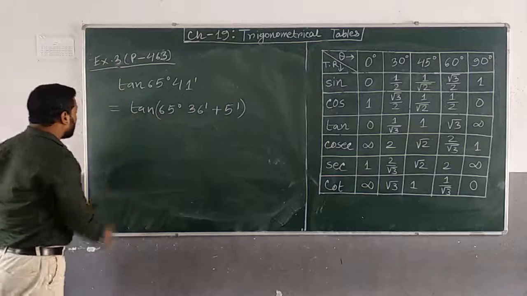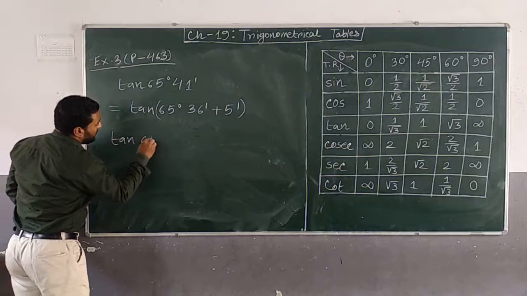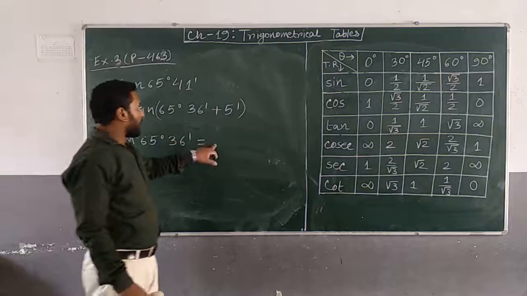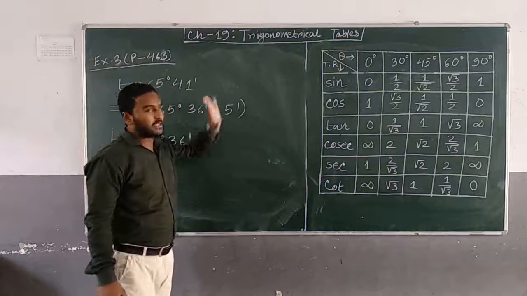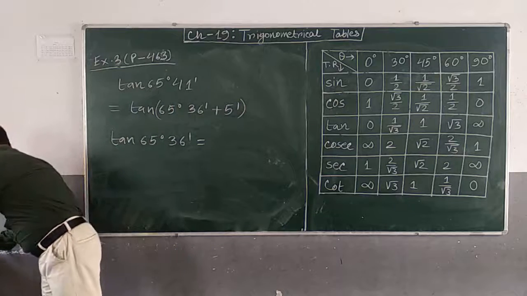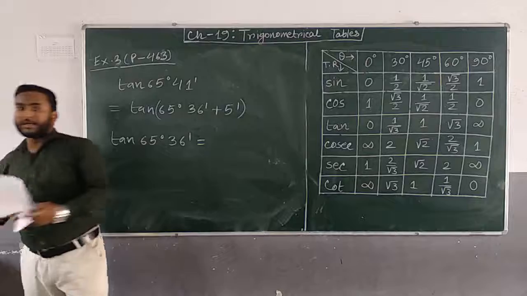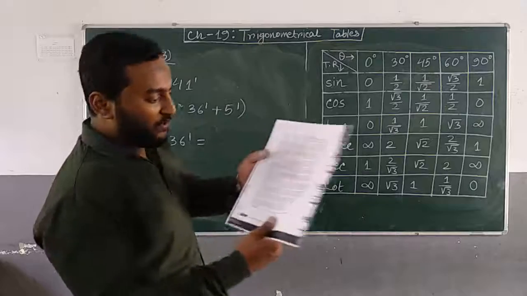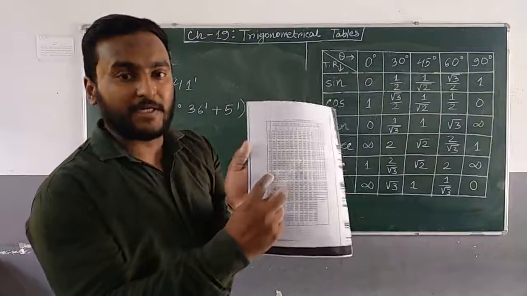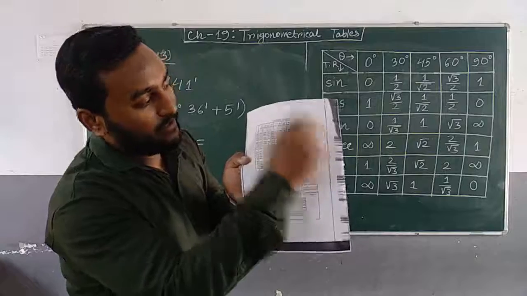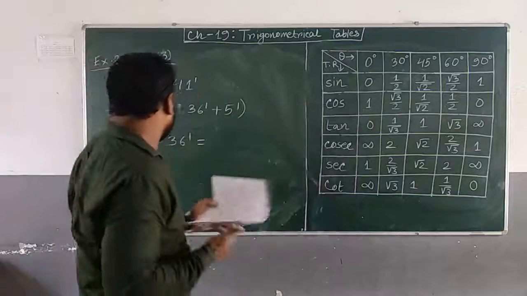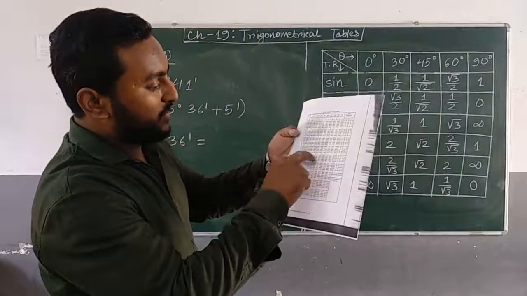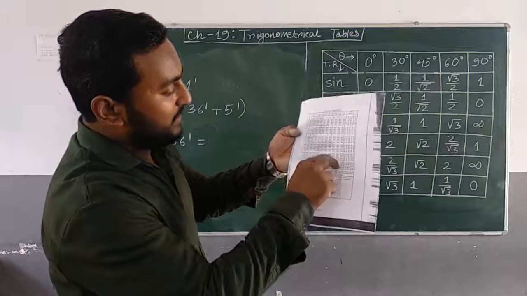Okay. So first of all, tan 65 degree 36 minutes will be calculated from the table. This value is provided in the table, so see the table first. At the extreme left, you have to see 65 degree. 65 degree is here at the extreme left of natural tangent. So 65 degree and 36 minutes, 36 minutes means this column.